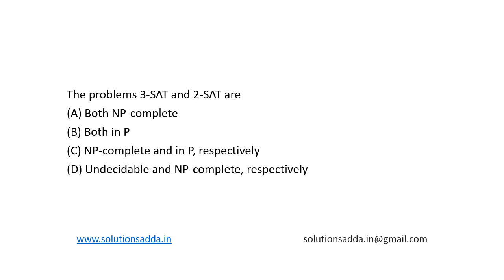So let's first of all understand what is P and NP. P is the set of problems that can be solved by a deterministic Turing machine in polynomial time. NP is a set of decision problems that can be solved by a non-deterministic Turing machine in polynomial time. P is a subset of NP.